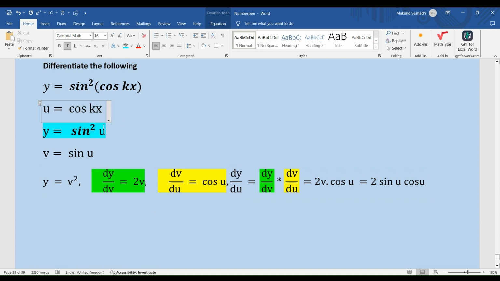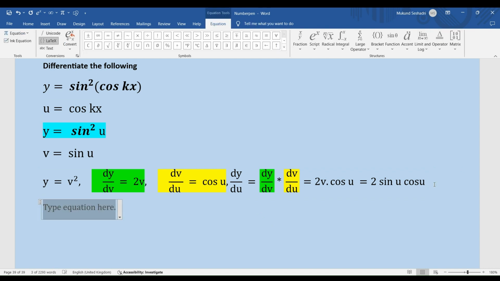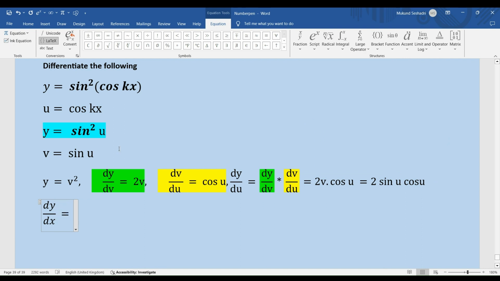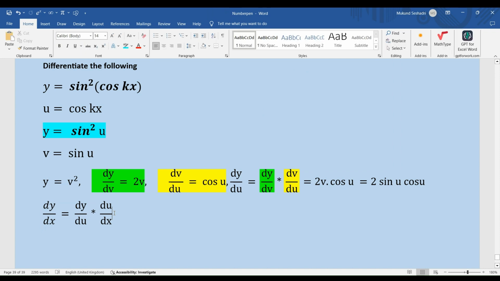Now I have my dy by du. I will have to figure out what is my dy by dx. My dy by dx is nothing but dy by du into du by dx. So I have my dy by du. What is my dy by du? I pick it out from here. It is nothing but 2 sine u cos u. And then I will have to figure out what is my du by dx.